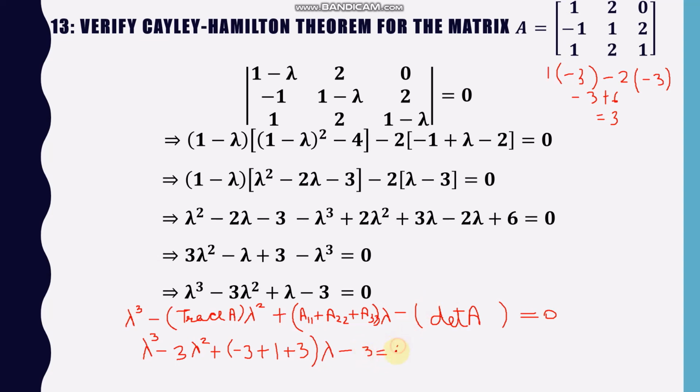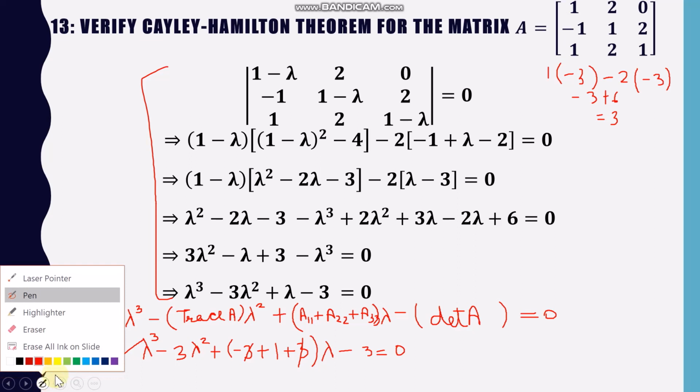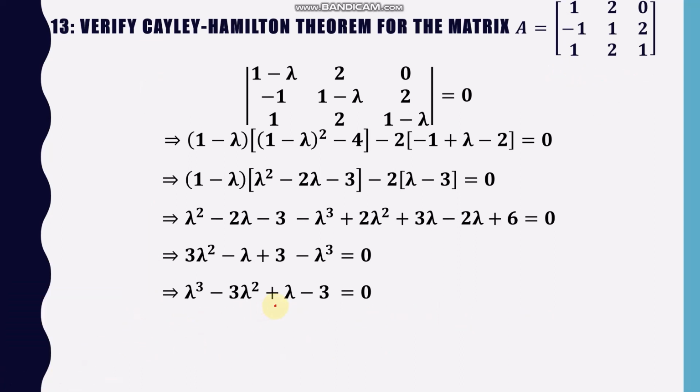So you can see we are getting the same equation. Minus 3 and plus 3 get cancelled. So we are getting the same equation: lambda cube minus 3 lambda square plus lambda minus 3 equal to 0. Here the coefficient of lambda will be only 1. So instead of doing such a big calculation, you can directly get the characteristic equation in a single step using this formula.